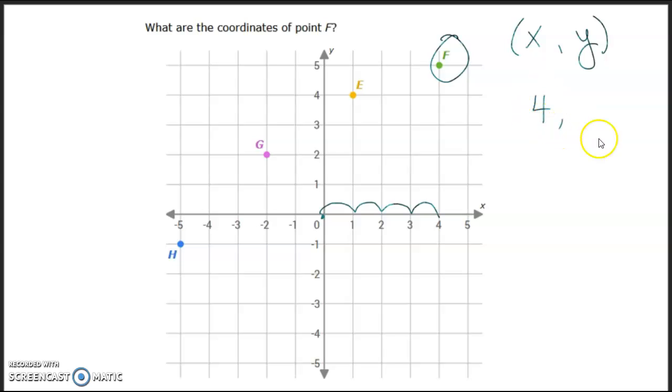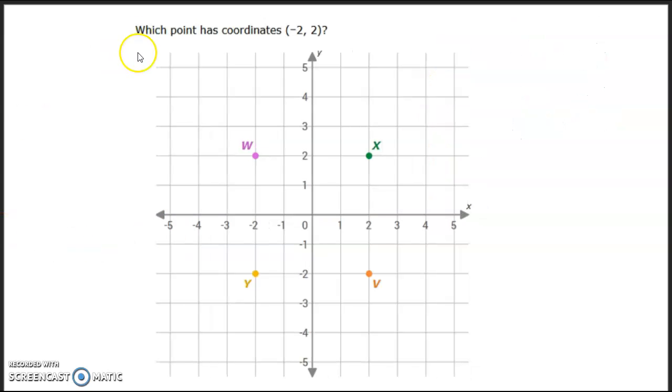That's my x value. So you're going to tell your friend, okay, you're going 4 to the positive. Then you're going to go up 1, 2, 3, 4, and 5. So we're going up 5, and it's a positive 5 because we're going up. That is simply how you find the coordinate points. It's x, comma, y.